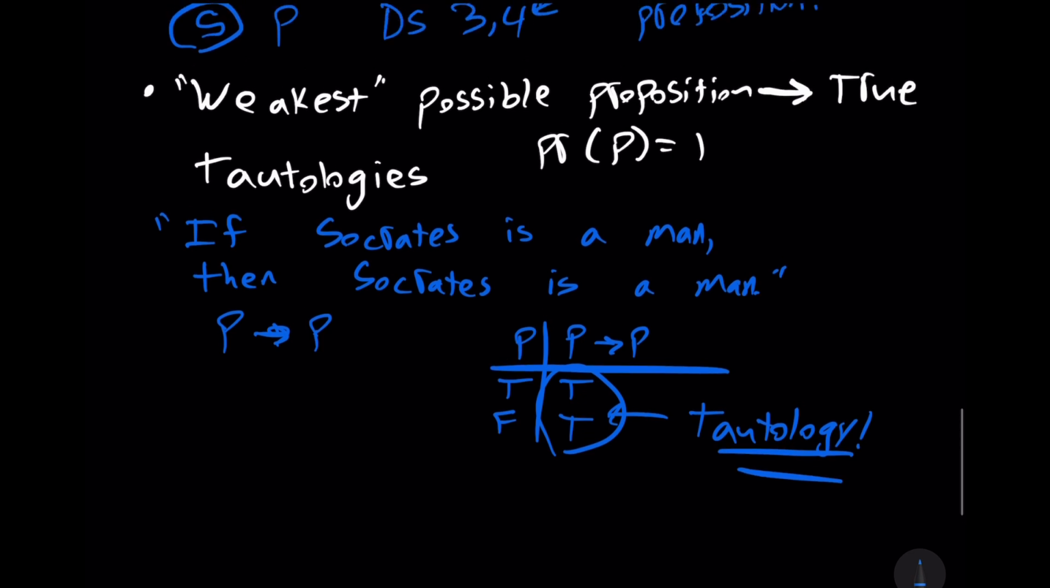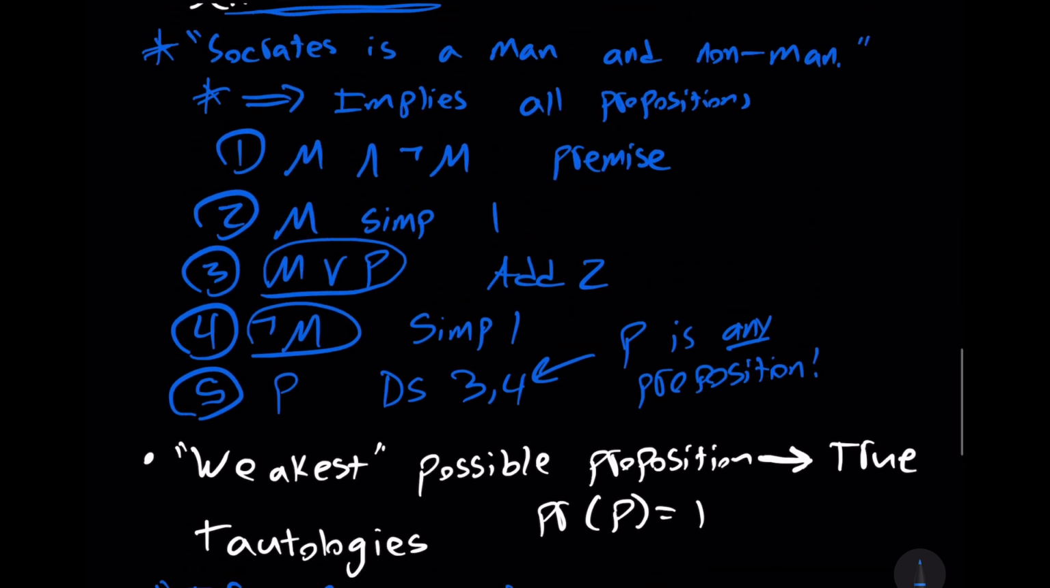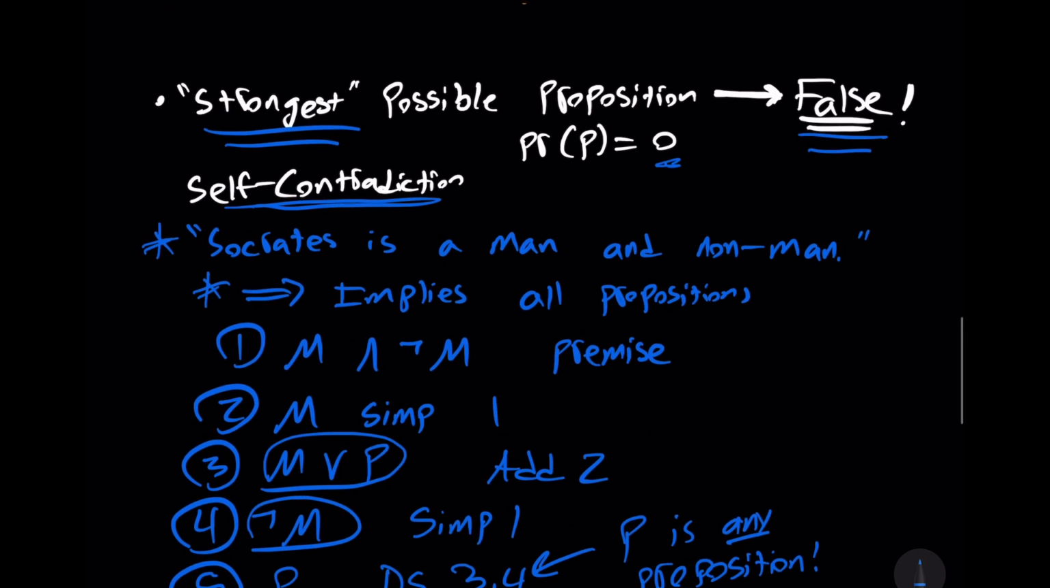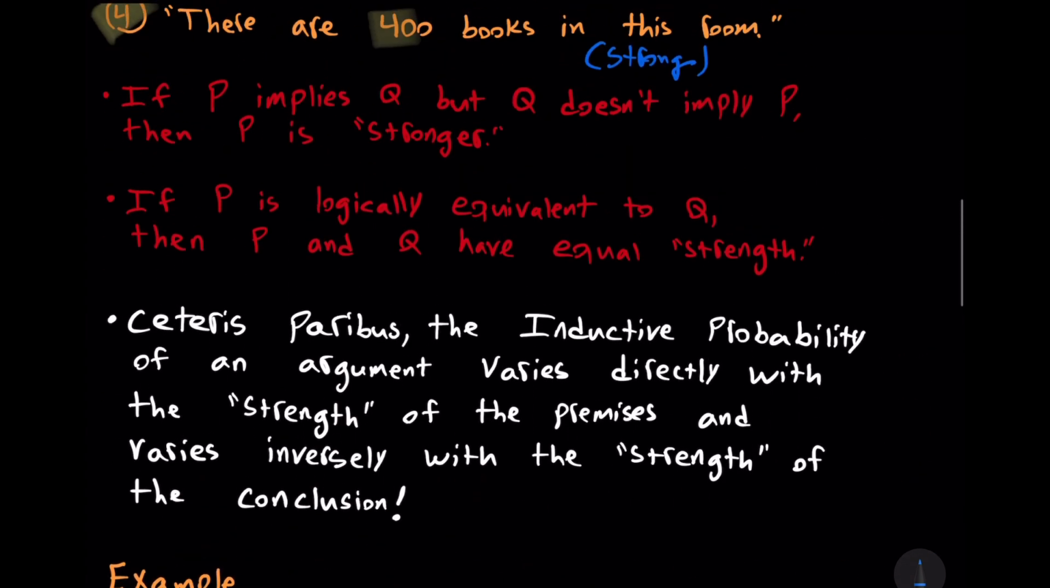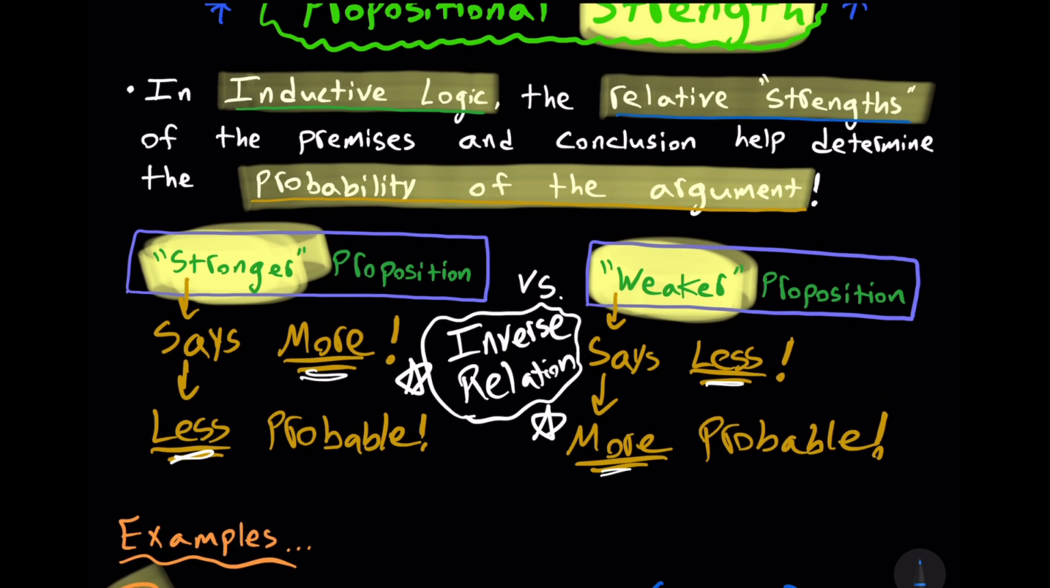And so the weakest possible proposition is something that's necessarily true. It's going to have a probability of 1. It's so weak, it's trivially true, right? Whereas the strongest possible proposition is self-contradictory. It's necessarily false, and that fits within the rule we discovered that there is, in fact, an inverse relation between the strength of a proposition and its probability, which is pretty cool.